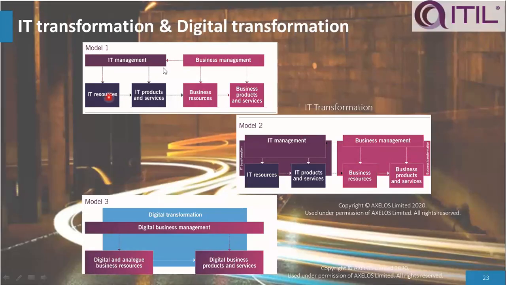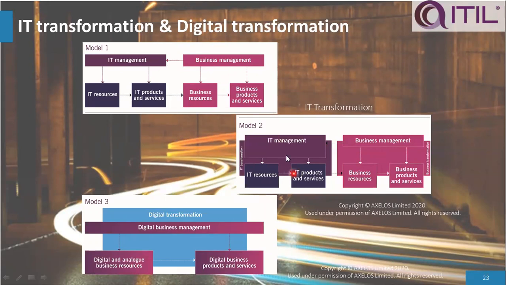Let us look at some visuals to understand the difference between IT transformation and digital transformation. In the first model here at the top, we see IT management and business management separate. Business management has its own business resources and products and services. IT has its own IT resources, products and services, and they need to work with each other properly to enable the business objectives or to achieve the business objectives.